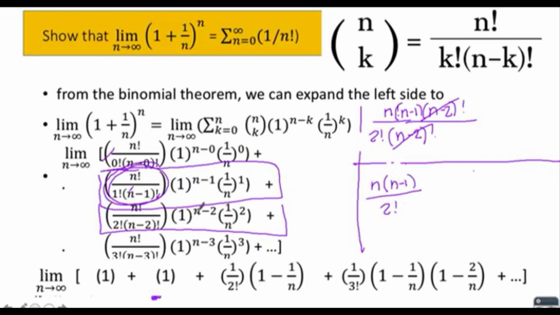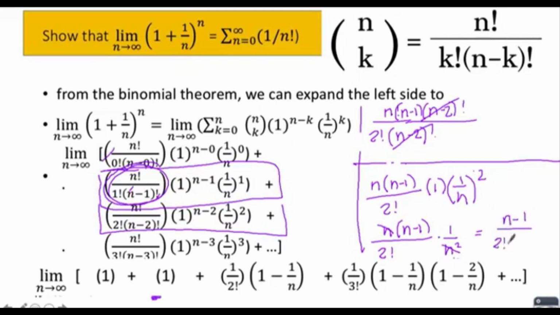And then let's evaluate this. 1 raised to any number is 1. So basically this part is just 1. And the other part is 1 over n raised to the second power. So what we have is n times n minus 1 over 2 factorial. 1 raised to the second power is still 1, and n raised to the second power is n squared. So that's what we have. And simplifying this, we have a common n here, so you have n at the bottom. We are left with n minus 1 over 2 factorial times n.